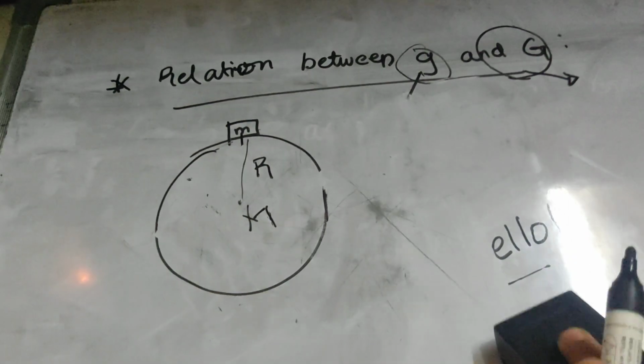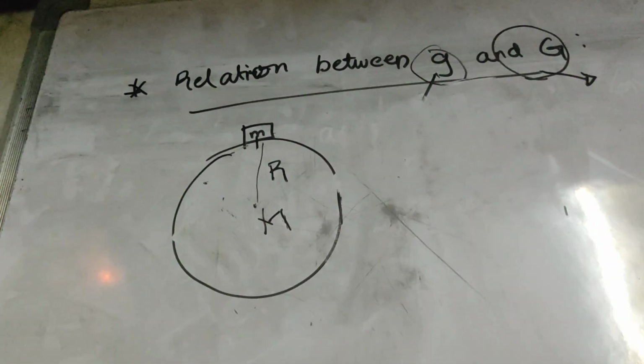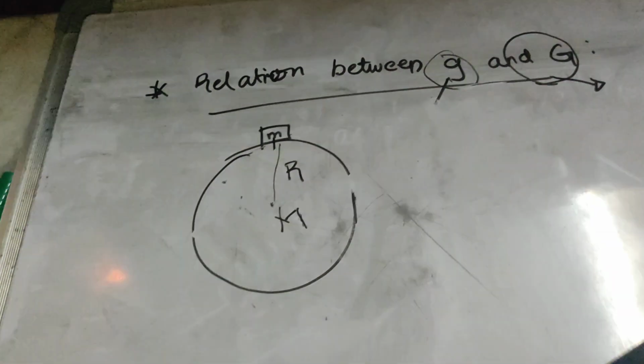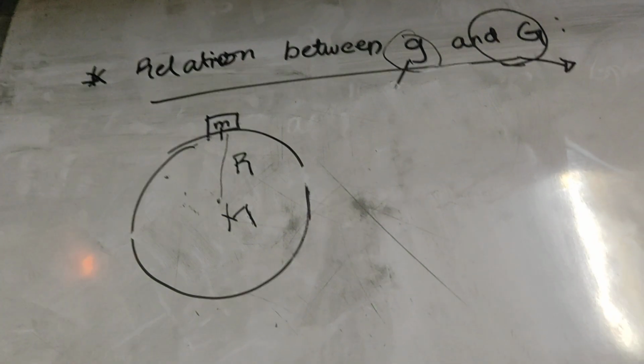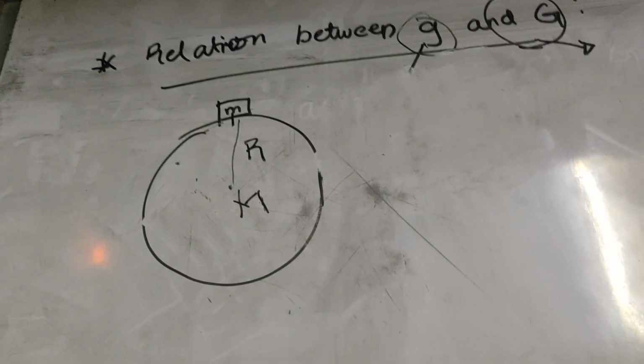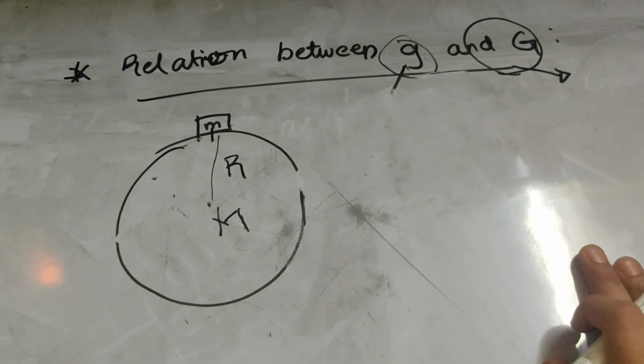So today is the second part of the gravitation chapter, and we are proceeding with the relation between g and capital G. So what is small g indicating? It indicates acceleration due to gravity on Earth. And what does capital G indicate? It indicates the gravitational universal constant. So how do you derive a relation between g and capital G?